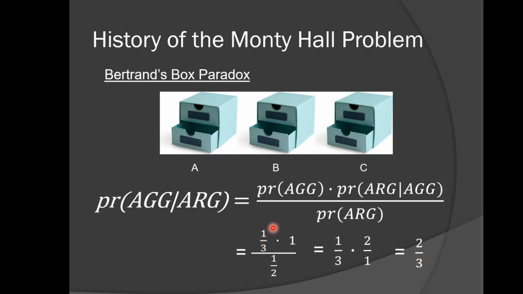So the prior probability that box A contains two gold coins is 1/3. But the posterior probability that A contains two gold coins is 2/3. And this is at odds with the intuition that it should be simply 50%.